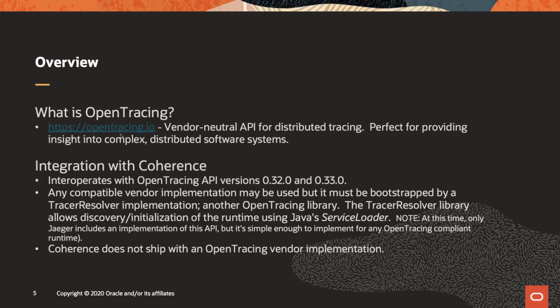OpenTracing is a vendor-neutral API for distributed tracing, perfect for providing insight into distributed software systems such as Coherence. Coherence currently only interoperates with OpenTracing API versions 0.32.0 and 0.33.0. Any compatible vendor implementation may be used, however, it must be bootstrapped by a tracer resolver implementation, which is another OpenTracing library. This library allows discovery and initialization of the runtime using Java's service loader.